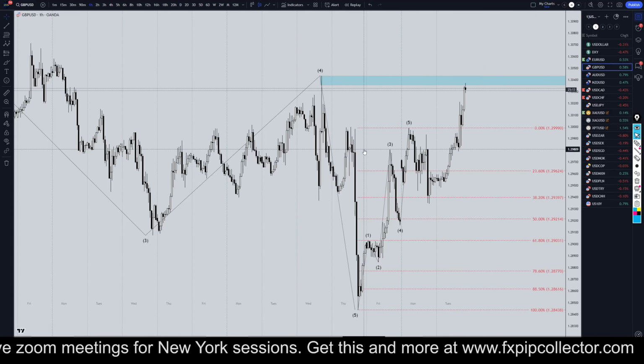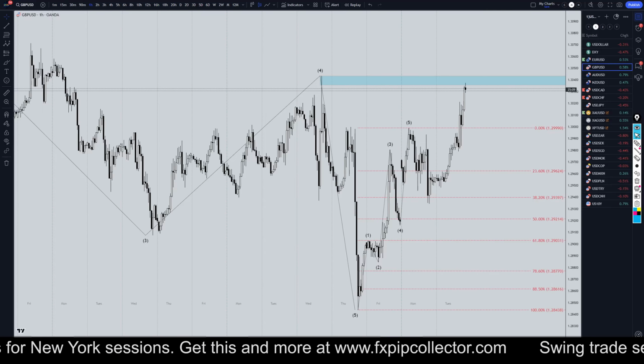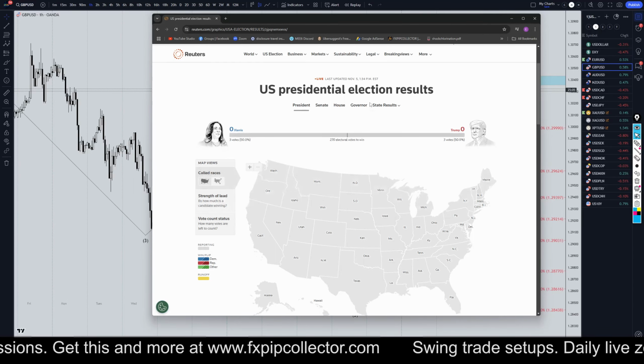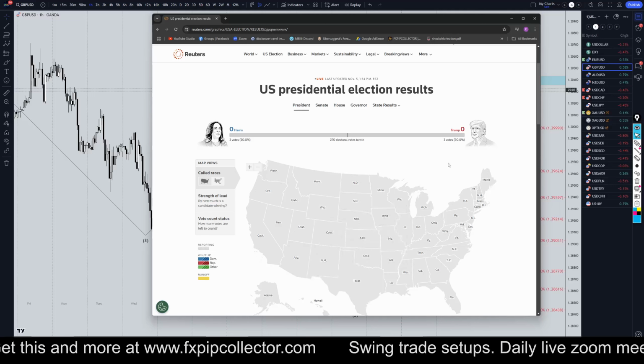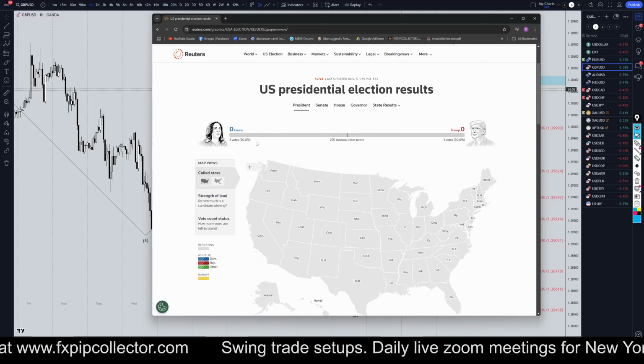But it is very early. It's only about 1:30 Eastern Standard Time in New York right now. And there are not any results yet for the electoral votes, so there's really no results for the presidential race. But this is definitely going to cause some volatility.